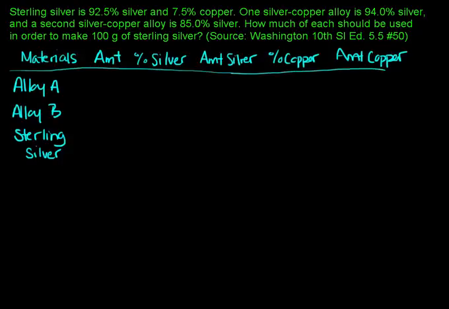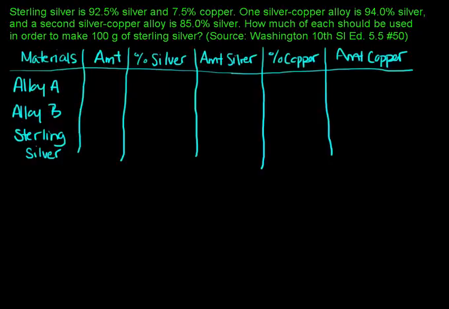And I'm going to use the information from the question in order to fill out this chart. So let's just read through the question and see what information we've been given. We're told that sterling silver is 92.5% silver, so that's going to be the percent of silver in my final mixture. I'm going to write it as a decimal number by dividing my percentage by 100, so it'll be 0.925. And we're also told that it's 7.5% copper, so we're going to make that a decimal number by dividing by 100 as well. The percentage of copper will be 0.075.